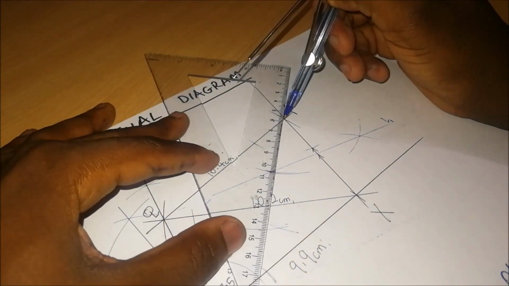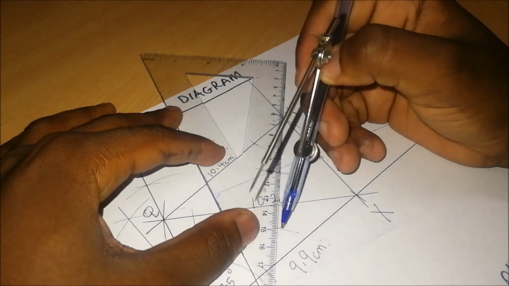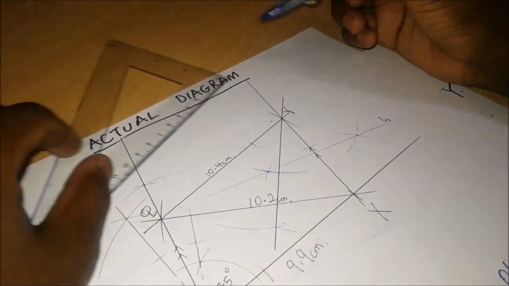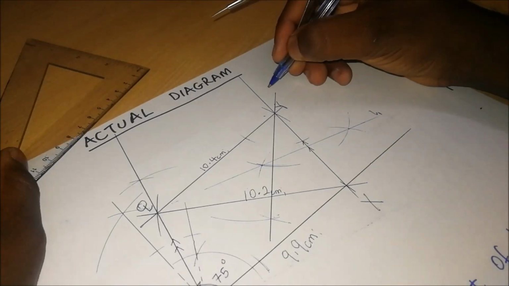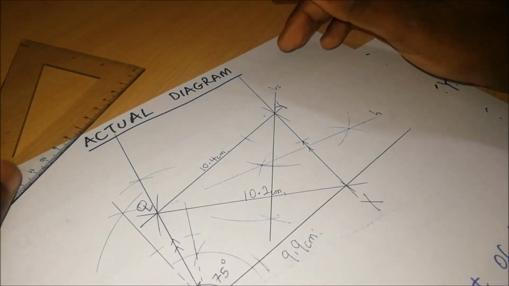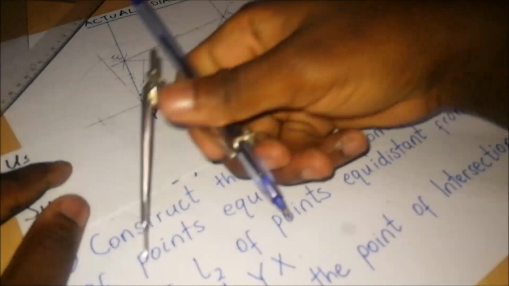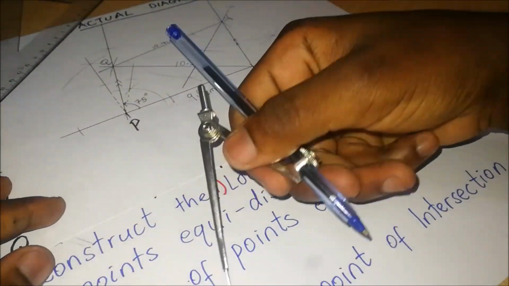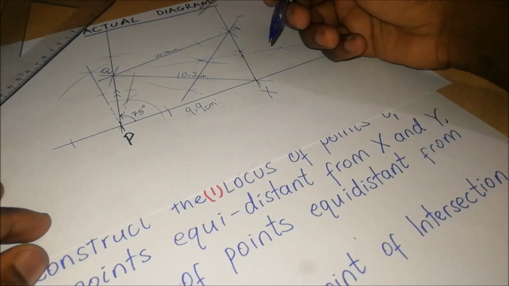So I'll get my pencil and draw like that. Then I'll draw. So that's the line where they intersect. This is my locus of points L2. According to my question, they are saying that locus L2 is the locus of points equidistant from QY and YZ, I mean, YX.